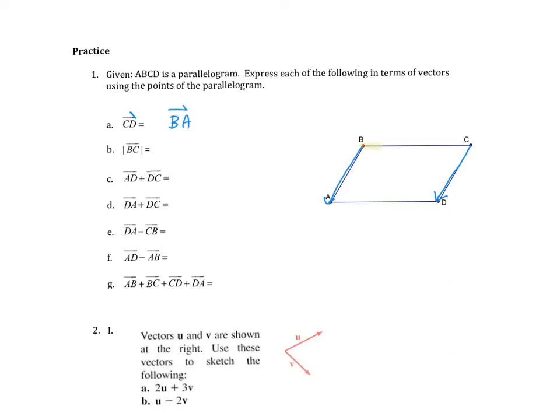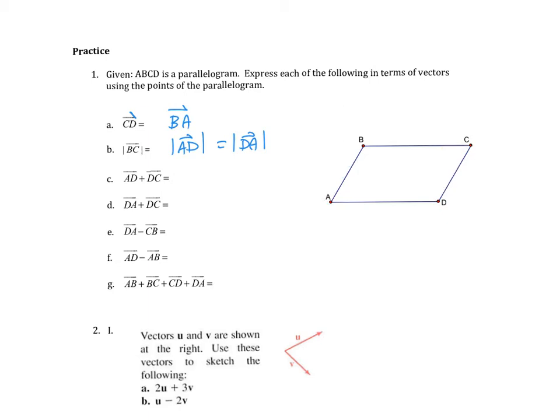let me highlight BC. I need the length of that side of the parallelogram. So since it's a parallelogram, BC is congruent to the opposite side. So that would be congruent to AD. So I can write that as the magnitude of AD. You could also write it as the magnitude of DA. Opposite vectors will have the same magnitude. I'm going to erase these for a second, and we'll start our diagram again.